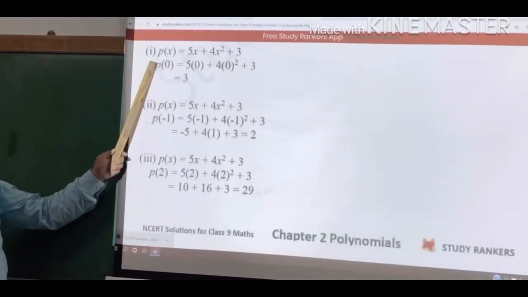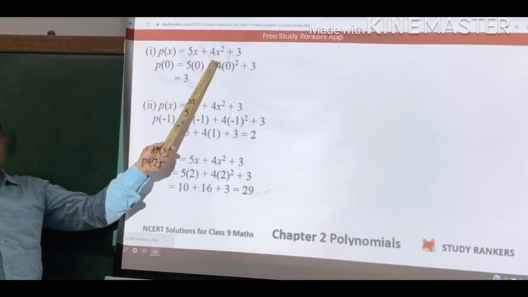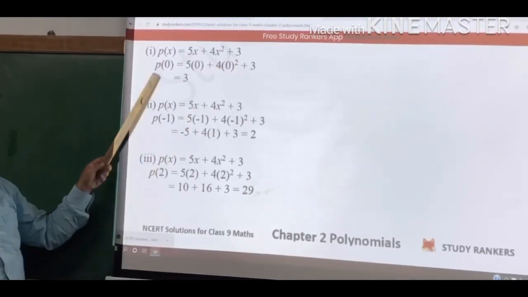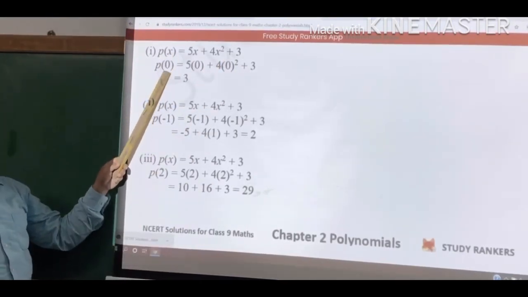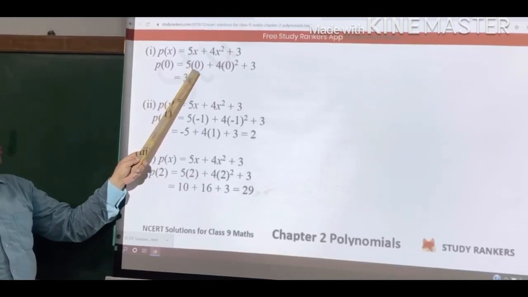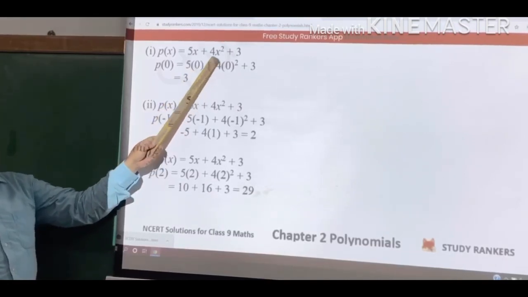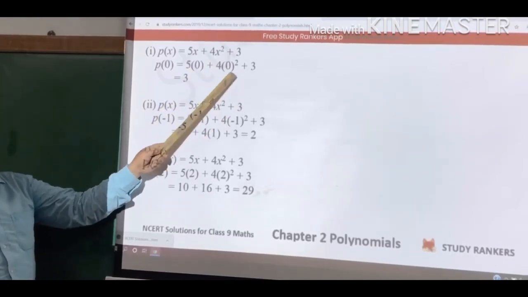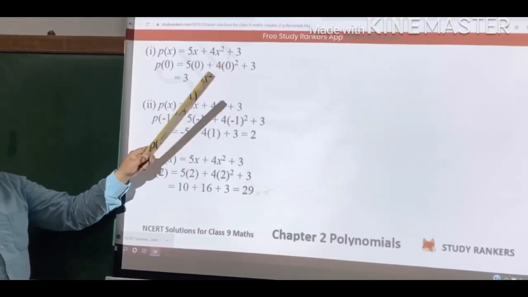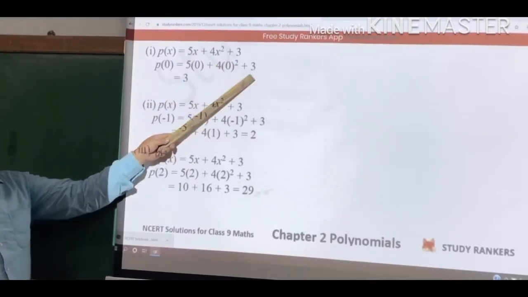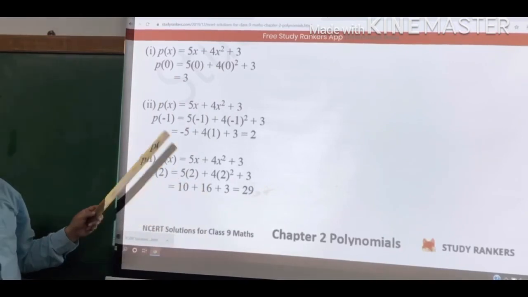First question, p of x equal to 5x plus 4x square plus 3 is already given to us. In which in place of x we apply 0. So, what we get? 5 into 0 plus 4 into 0 square and plus 3. 0 square is 0 and 4 into 0 is 0. 5 into 0 is also 0. So the value remaining is 3.